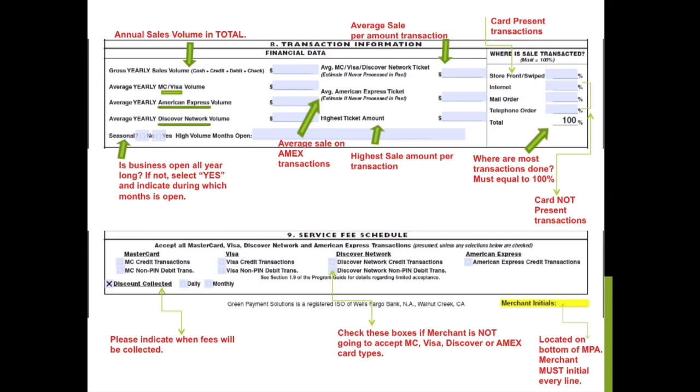Lastly, we have the discount collected. In other words, when will the fees be collected from the merchant? Will the fees be collected on a daily basis, or will the fees be collected at the end of the month? And to the right lower hand corner, we have the merchant initials. And this section can actually be found on page 1, 2, and 3. Please make sure that your merchant puts his or her initials in this section on all the pages.